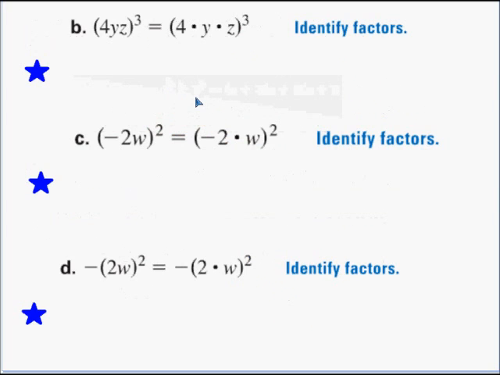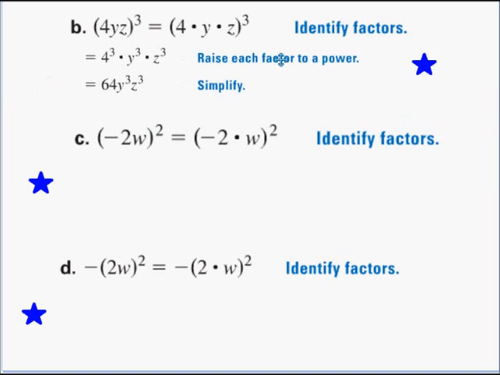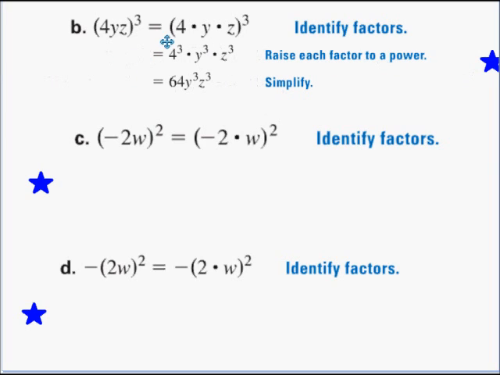Let's try that again with a couple other examples. 4yz cubed would be 4 times y times z, that quantity cubed. Again, our first step would be raise each factor to a power, and then we're going to simplify. So we'll say 4 cubed times y cubed times z cubed. We can go ahead and multiply out or simplify 4 cubed to 64, and then we can take out our multiplication symbols, and it would be 64y cubed z cubed in its simplest form.